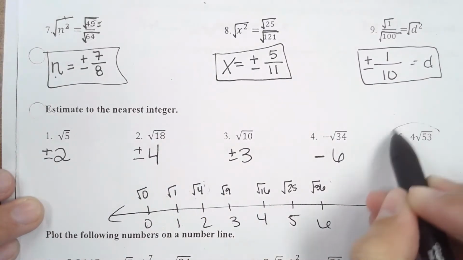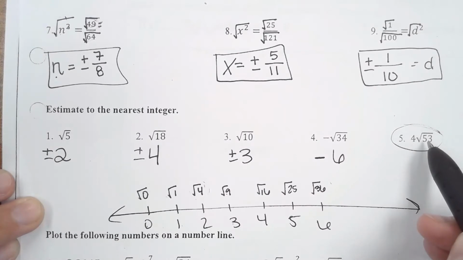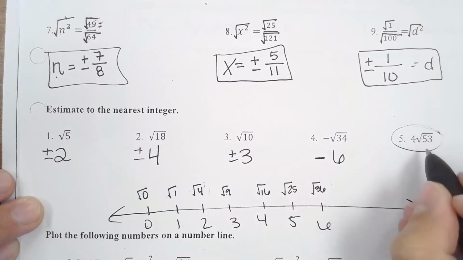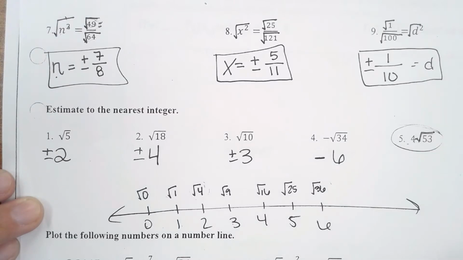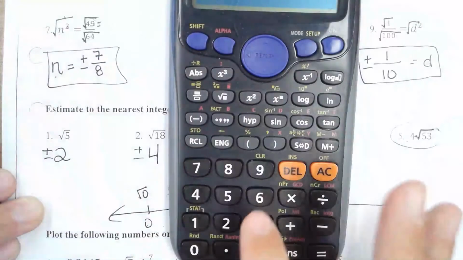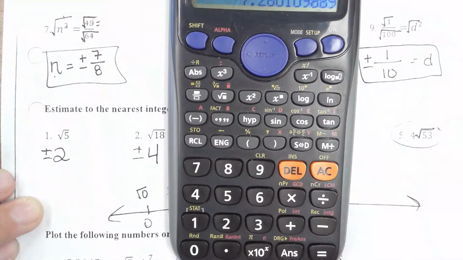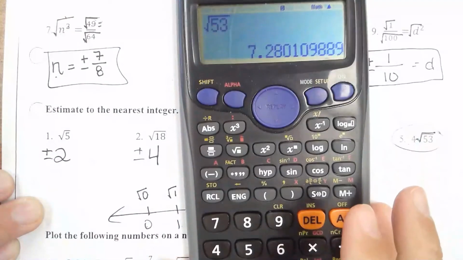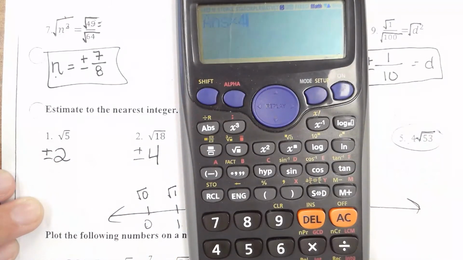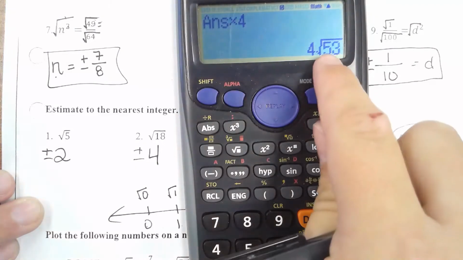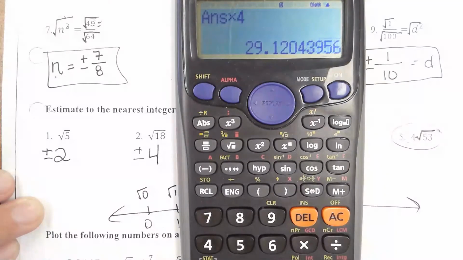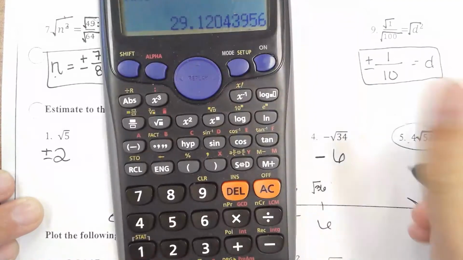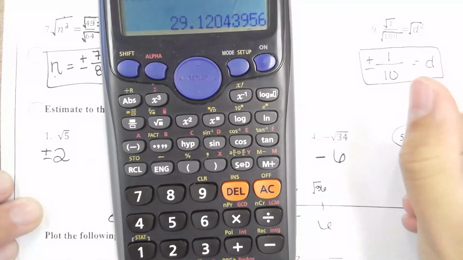And then I know that you guys haven't seen something like this before. All that this means is you're going to take the square root of 53 first, and then you're just going to multiply it times 4. So if I were to take the square root of 53, that's about 7.28, and then multiply it times that 4. Notice how it already changes it for me in my calculator. You would get the 29.1. So if we round that, that would be 29.